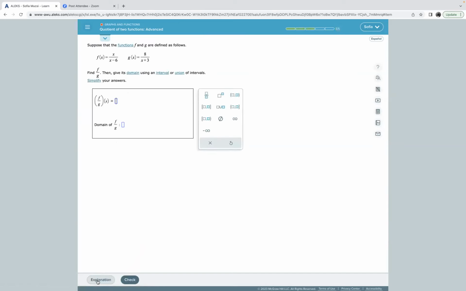Okay, I'll try this one also. So I can't eliminate anything here. That's right. So is it just how to put it into words? It's x over x minus 6 over 8 over x plus 3, or I have to do like the reciprocal. You do have to do the reciprocal. Reciprocal, yeah. Okay.